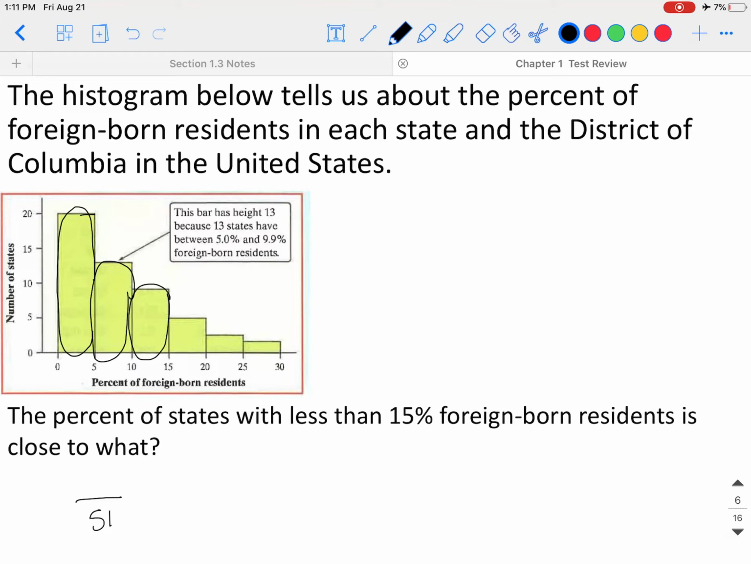So we know we have a total of 51 observations. We have around 20 observations for up to 5. We have about 13 observations for up to 10. And we have 10 observations for up to 15. If we add those together, we're going to get around 80%.